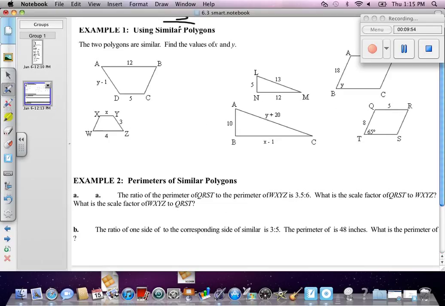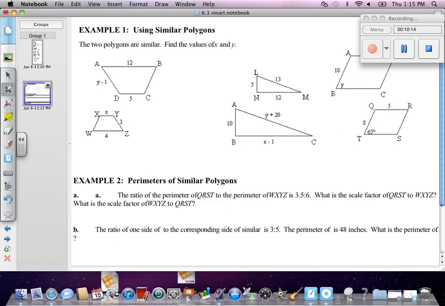All right, ladies and gentlemen, let's turn it over. Two polygons are similar. We want to find the value for X and Y. So we're looking at these two polygons. The first thing we want to do is see if they have any numbers, which are just numbers and no letters, and then we'll set up a scale factor.